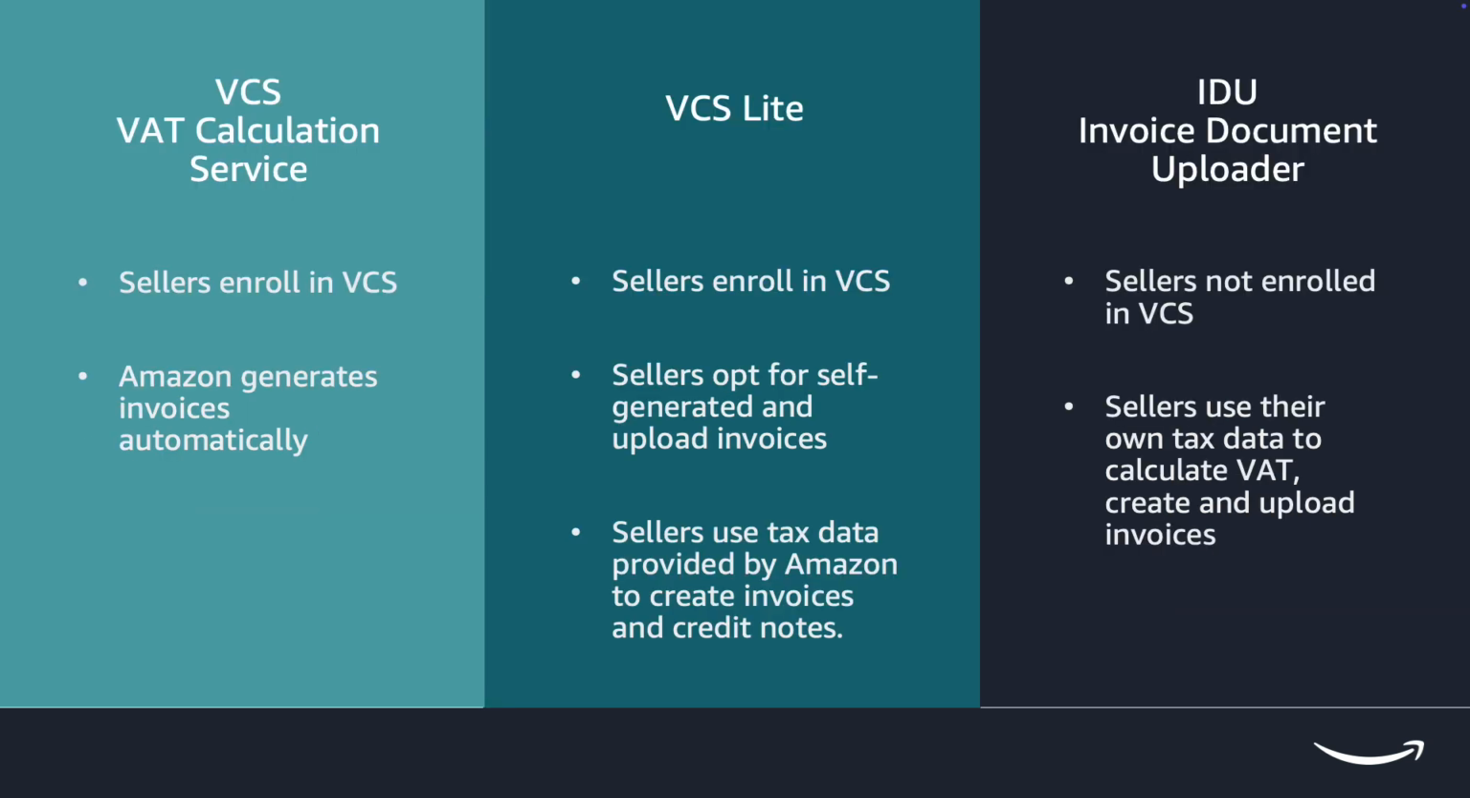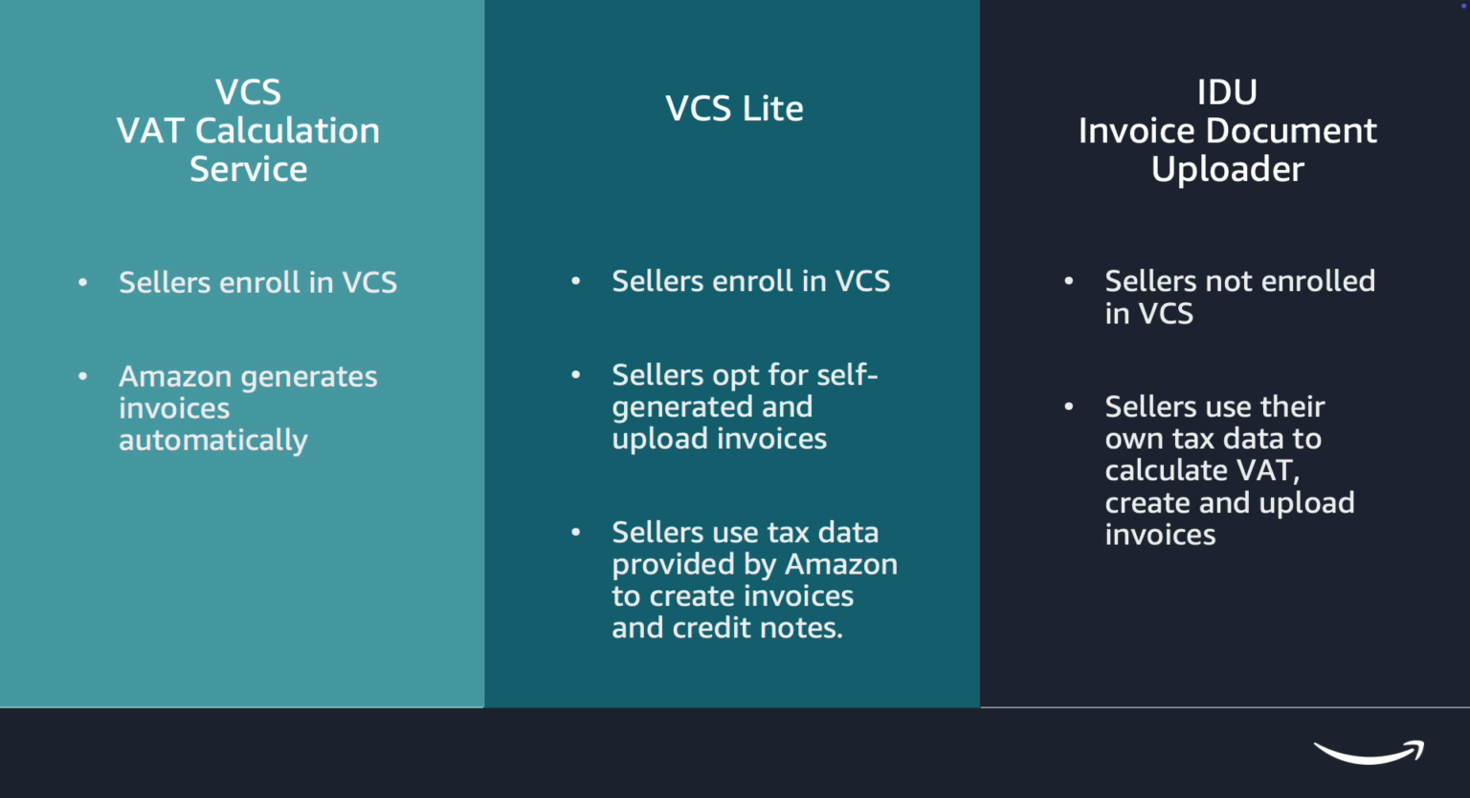With VCS, the seller needs to enroll in the VAT calculation service by Amazon. With this option, Amazon generates invoices on behalf of the seller. With VCS Lite, the seller enrolls in the VAT calculation service but uploads invoices on their own using VAT data provided by Amazon. With VCS Lite, it is mandatory to use SPAPI to generate and upload invoices.